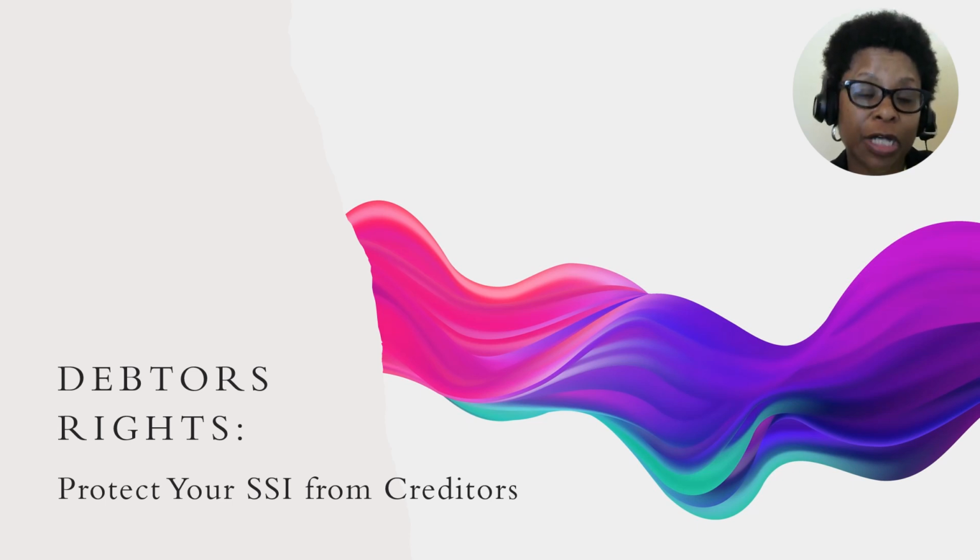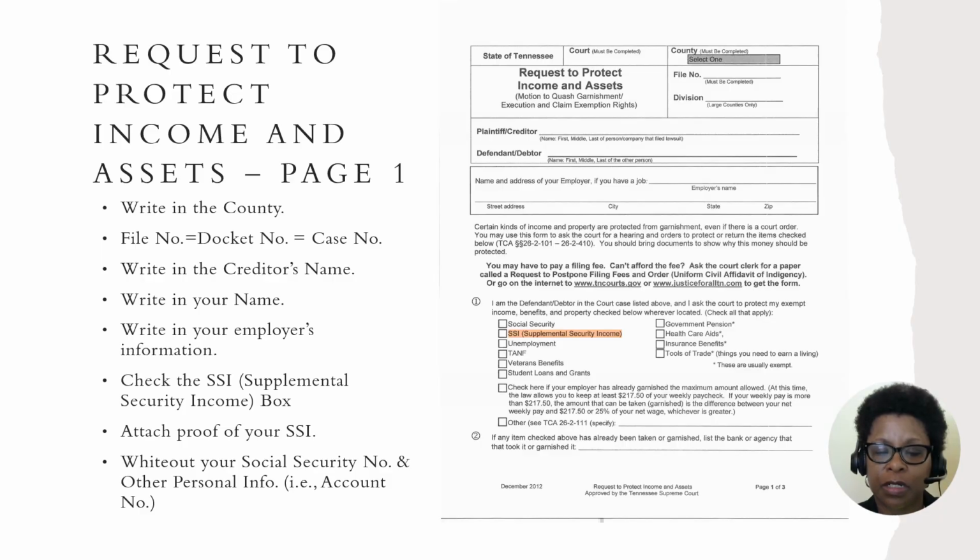So today we're going to talk about protecting your SSI. Okay, so the document is called the Request to Protect Income and Assets. This is page one. And as you can see, you would select which county you're in. This document can be filed with any county within Tennessee.